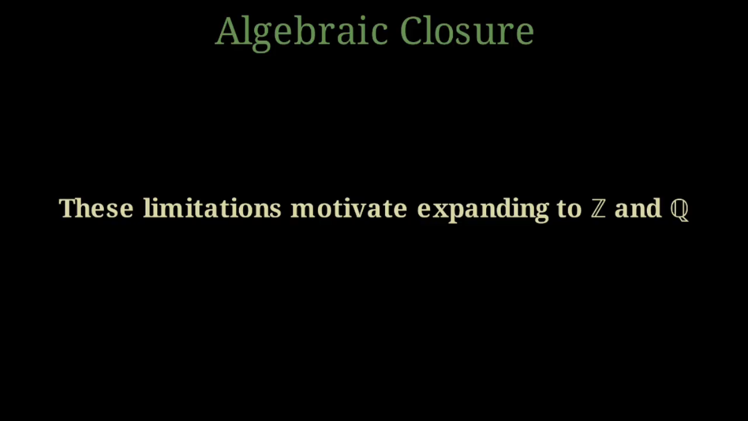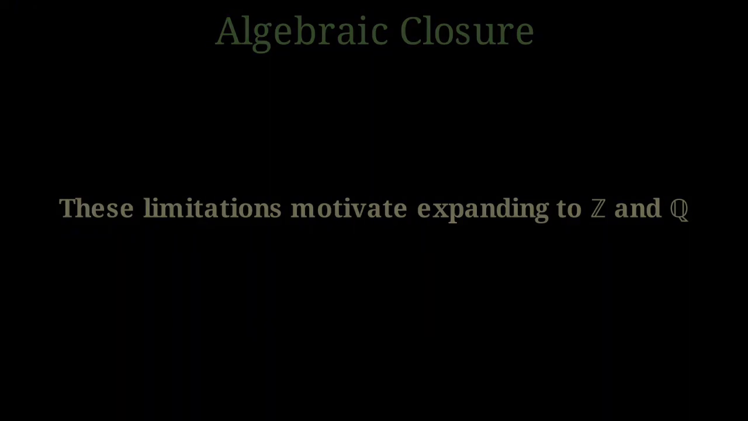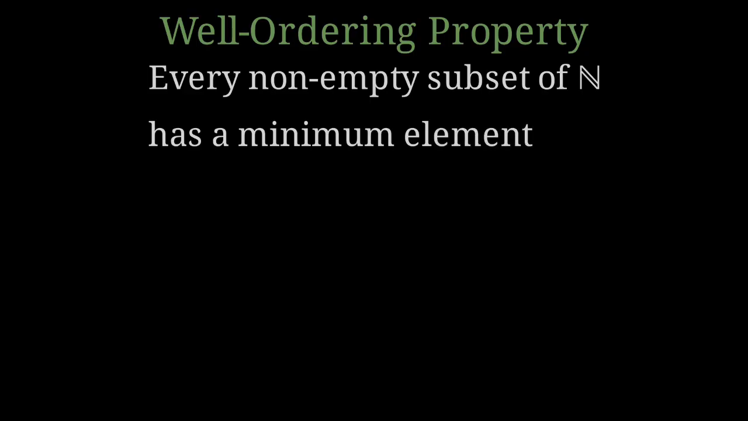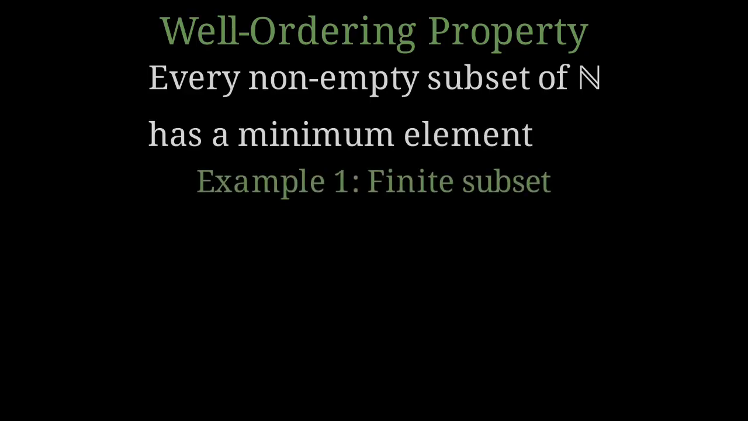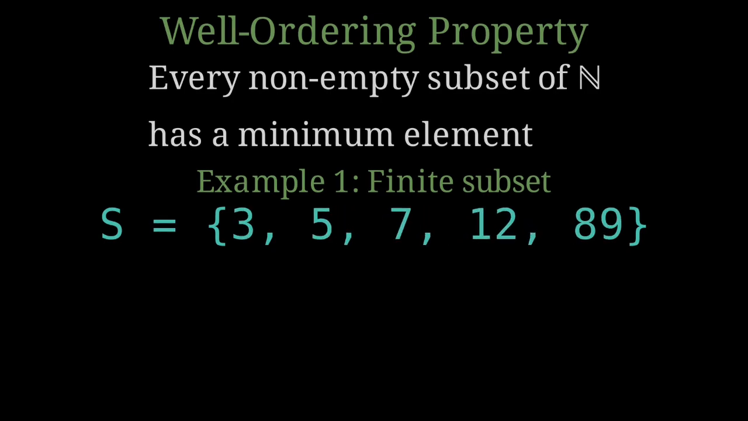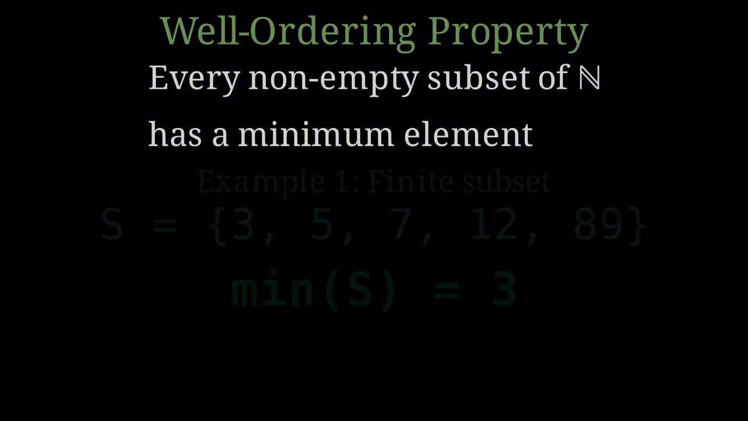We've seen which operations work on N. Now let's examine a structural property that makes natural numbers unique. The well-ordering property states that every non-empty subset of N has a minimum element. Let me show you what this means with examples. Example 1. Consider a finite subset. S equals the set containing 5, 12, 3, 89, and 7. When we arrange these in order, we get 3, 5, 7, 12, 89. The minimum of S is 3.